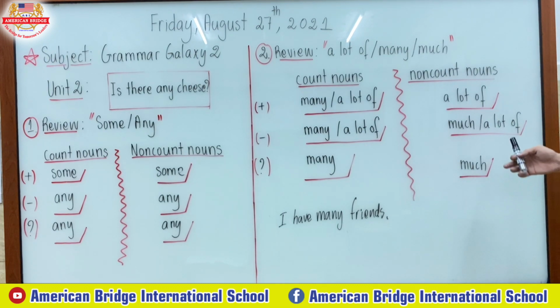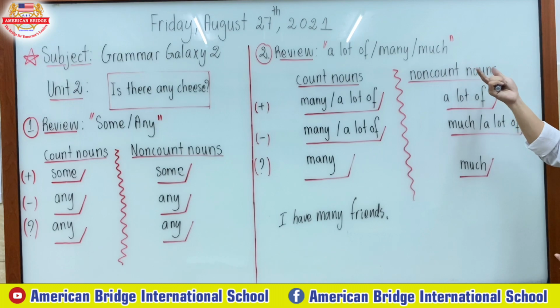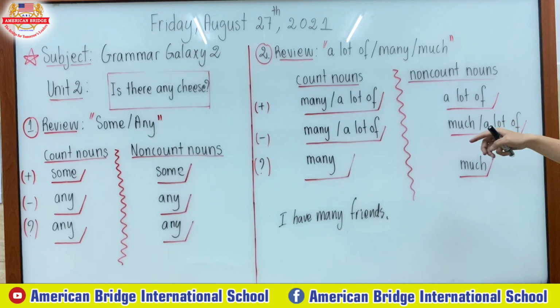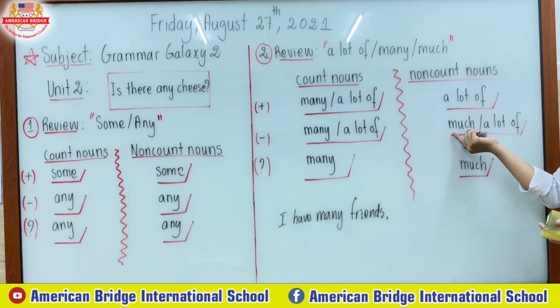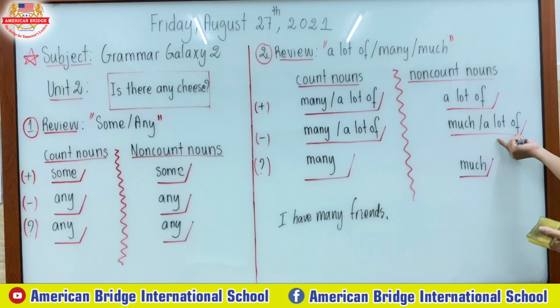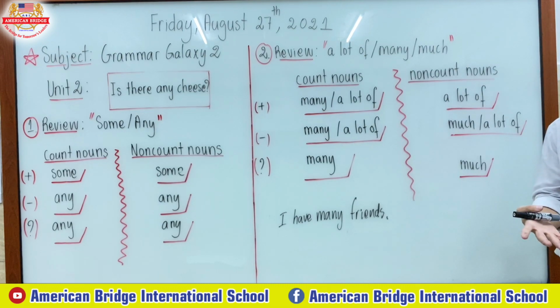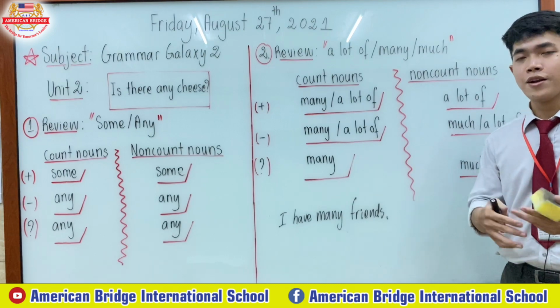And how about the negative form with non-count nouns? If you want to use non-count nouns in the negative form, you can use the words much and a lot of. For example, I don't have much time. You cannot count time, right? So time is also a non-count noun. I don't have much time.